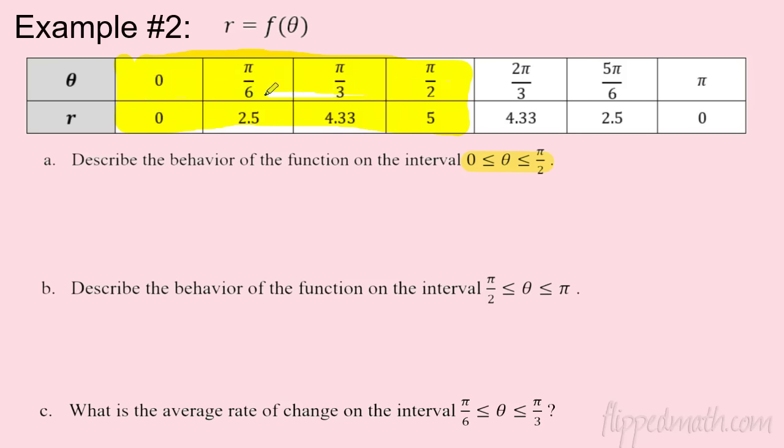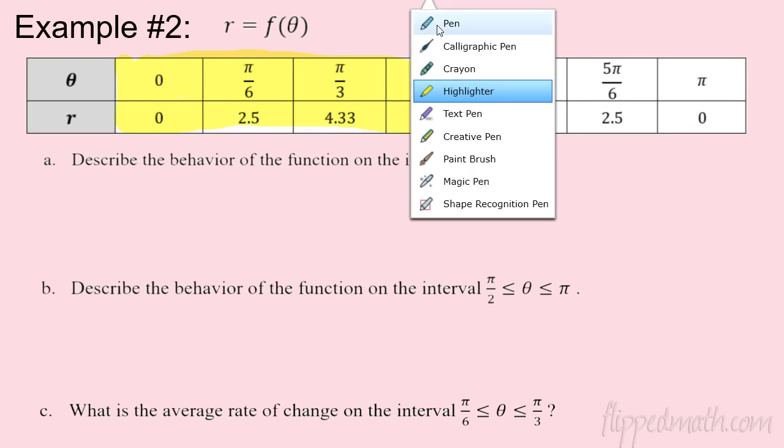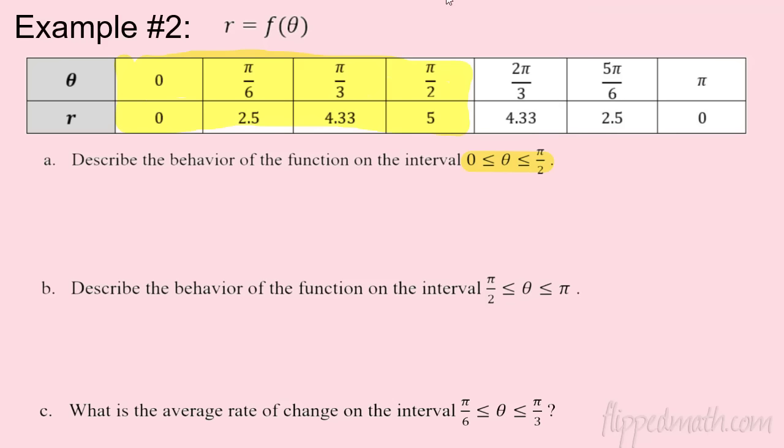Let's talk about what's happening here. So tell me about r. So r is going to be what? I would say, first of all, is r positive or negative? It's going 0 to 5, so I would say r is positive. And what else about r? Is r increasing or decreasing? I'm going from 0 to 5, so I'm increasing.